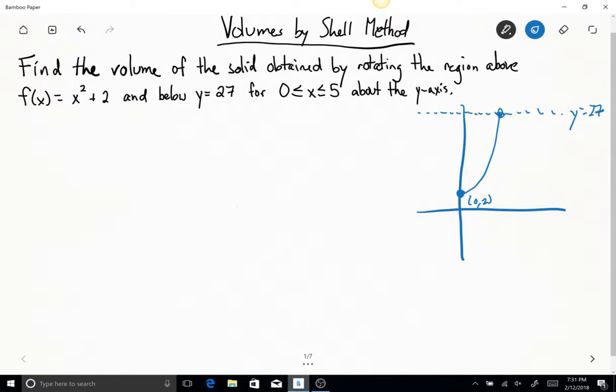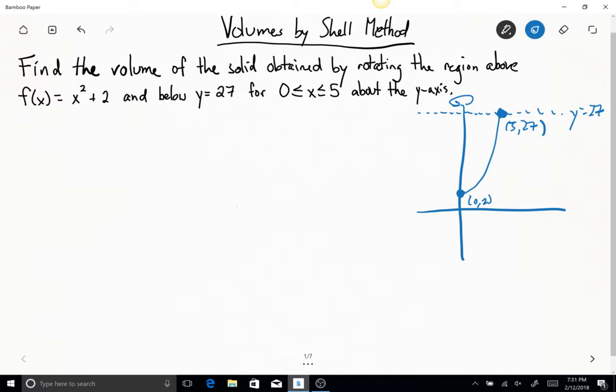sitting right here. And so that means if we were to find that point, you have 27 equals x squared plus 2. And so notice that means 25 equals x squared. Since we are on the positive side, we don't have to worry about the plus or minus. We're just dealing with the positive side. So this is going to be x equals 5. So you have 5, 27. And we are rotating about the y-axis. Okay? So that just lets you know how we came up with those points.